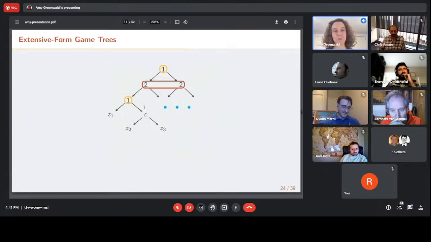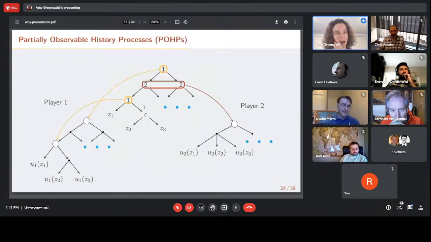All right, so here we have an extensive form game. Here we have another nice thing in Dustin's thesis, where he's defined something called partially observable history processes.